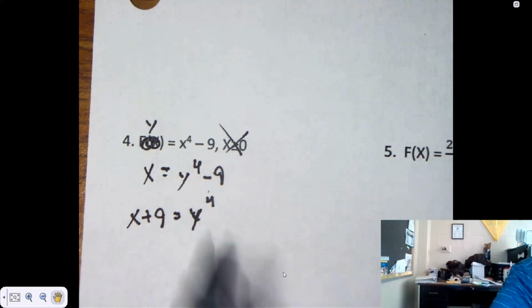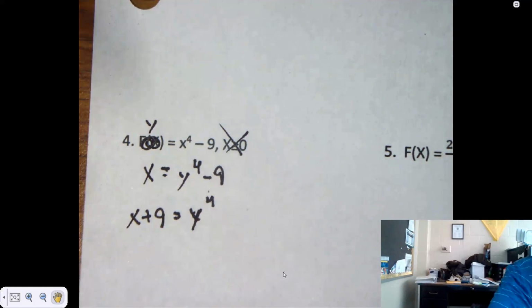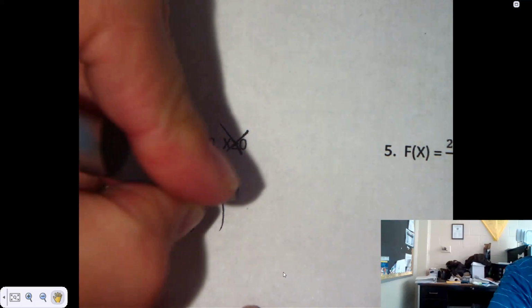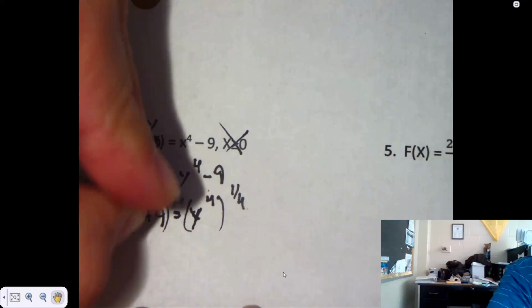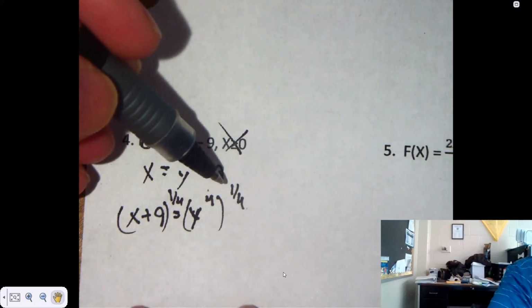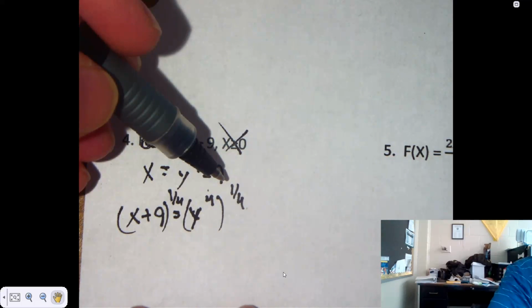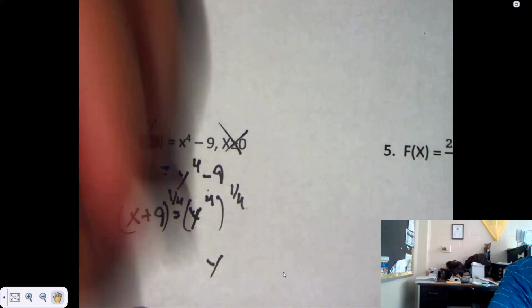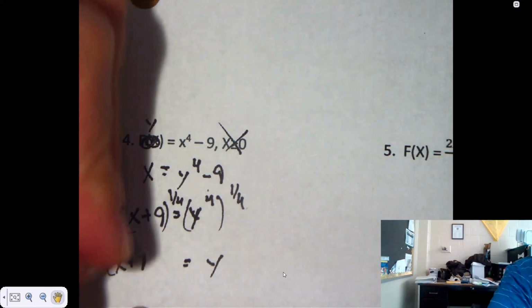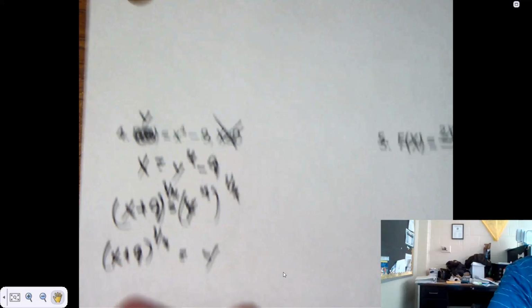Austin, what's the opposite of the fourth power? The 1/4 power, the reciprocal of 4. So you raise both sides to the quarter power. And 4 times a quarter is what, kids? 1. So that frees up y. Now what are you supposed to replace y with?